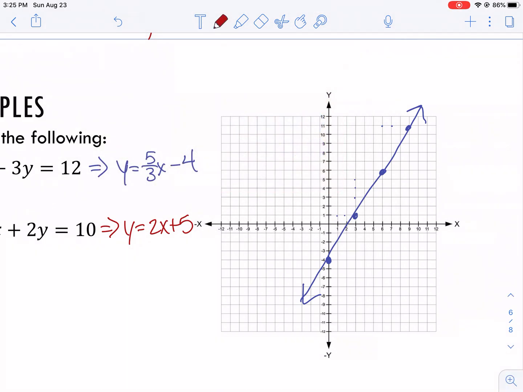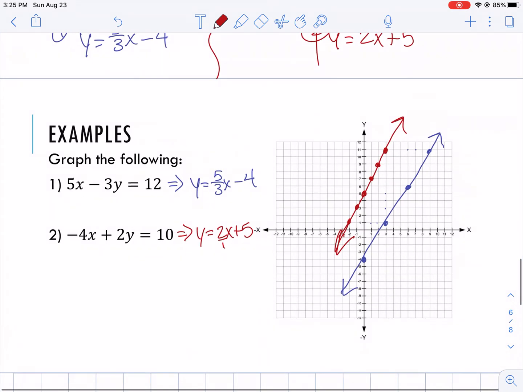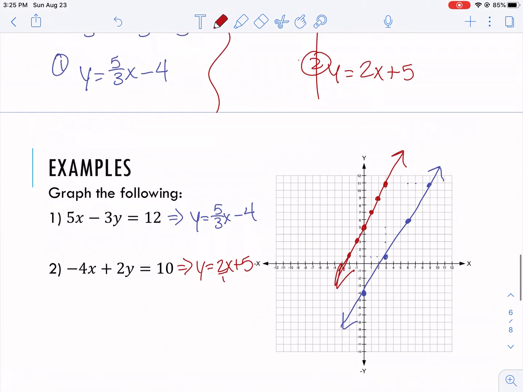And then the second one, we start at positive 5. And remember here, it's 2 over 1. So we go up 2 over 1, up 2 over 1, up 2 over 1, and backwards too. There we go. And that would be how you would graph linear functions, whether they're from standard form or slope-intercept form.